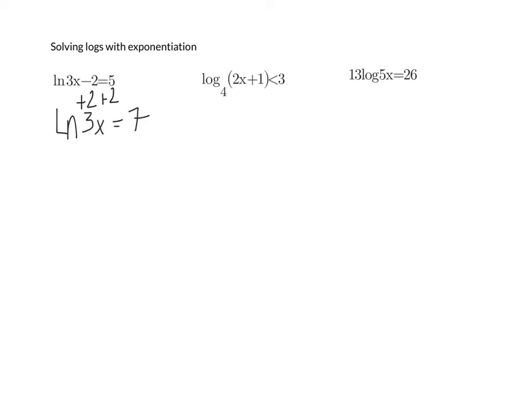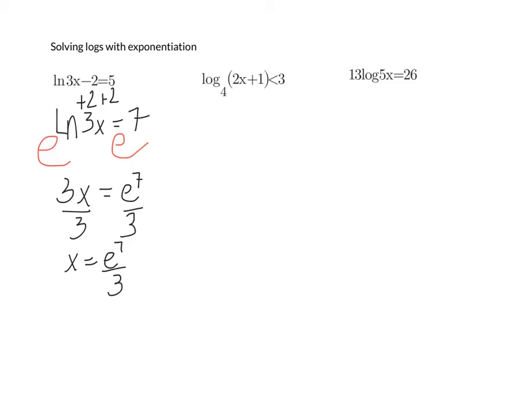To exponentiate, I'm going to make the ln of 3x and the 7 the exponent. So it's e to the ln 3x equals e to the 7th. And e to the ln of 3x is equal to 3x. And that is equal to e to the 7th power. And then divide by 3. So x equals e to the 7th divided by 3.